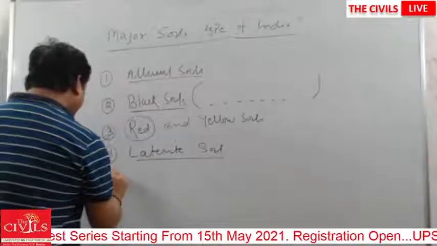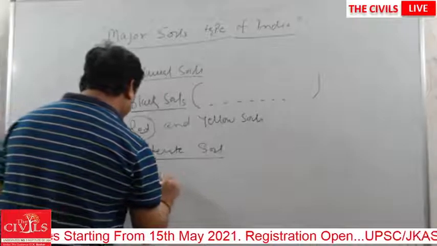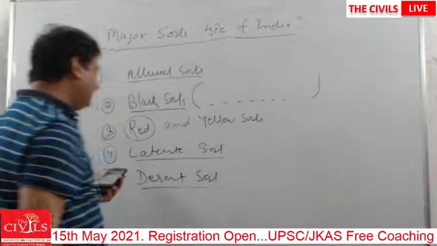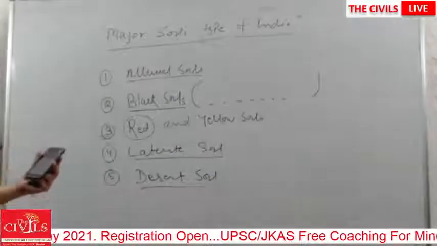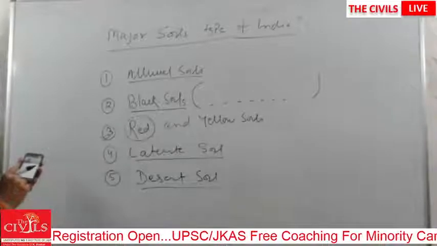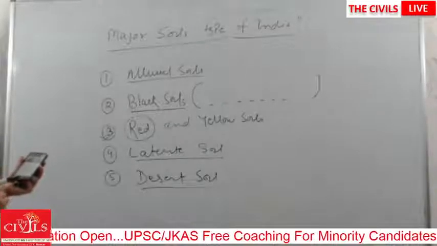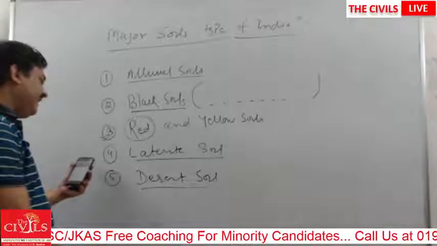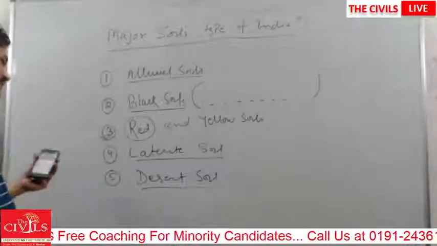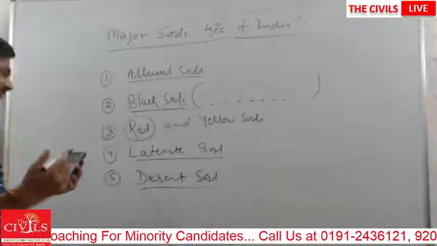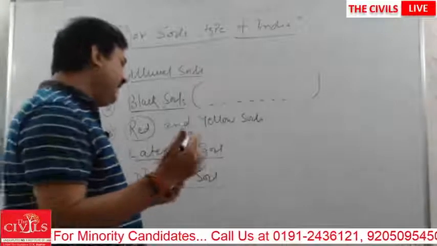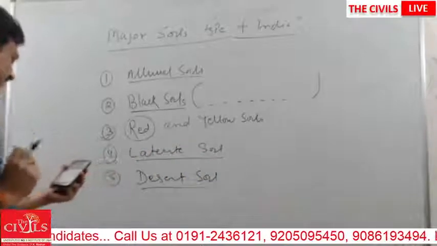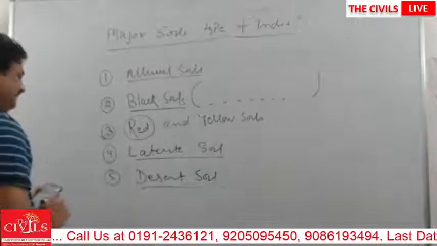Now fifth is desert soil. What is the other name of desert soil? I want answer from all of you. What is the other name of desert soil? Very good. Desert soil is a zonal soil. And what is the other name of desert soil? Very good, Sarojim. Very good.